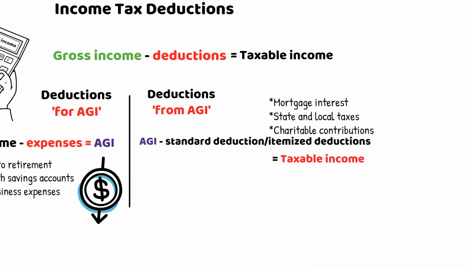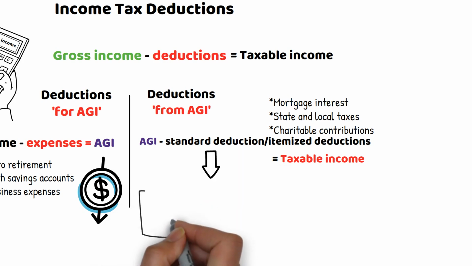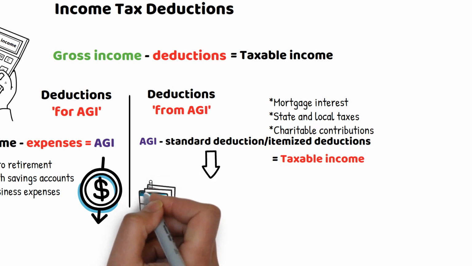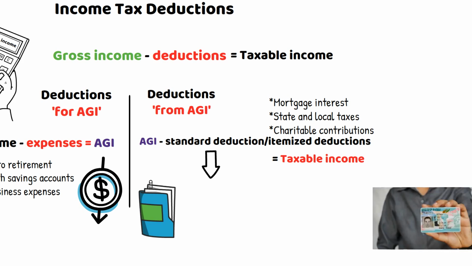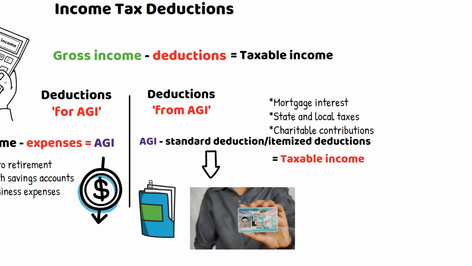The standard deduction is a crucial aspect of income tax calculations. It's a flat amount that taxpayers can subtract from their AGI, and it varies based on filing status, age, and other factors. The standard deduction simplifies the tax filing process for many individuals by eliminating the need to itemize deductions, especially if their itemizable deductions do not exceed the standard deduction amount. For example, a lawful permanent resident or their spouse typically qualifies for the regular standard deduction.